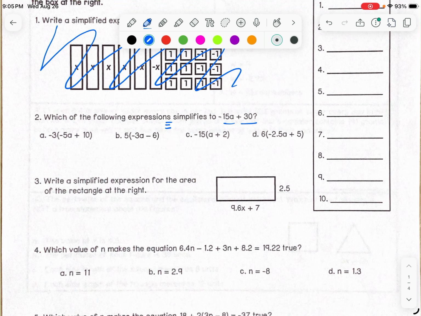Like, for example, we know it's not the first one because a negative times a negative is a positive, so definitely not A. The second one looks like it works. That's going to give me a negative 15 and a positive 30, so B is definitely one of the solutions. The same with C, negative 15 and negative, nope, never mind, because a negative times a positive is a negative, so that's not a thing. And the last one works, because you get negative 15 and positive 30, so B and D are the solutions to number 2.